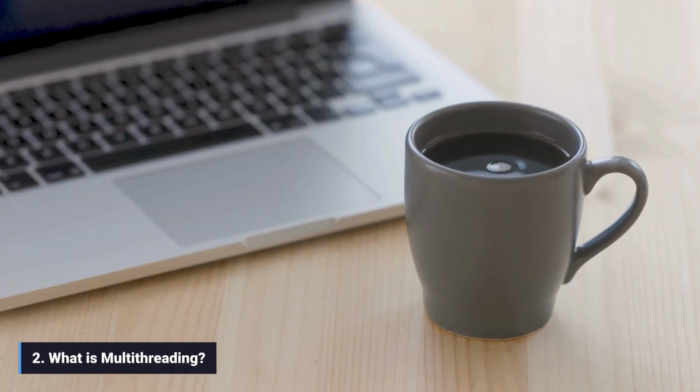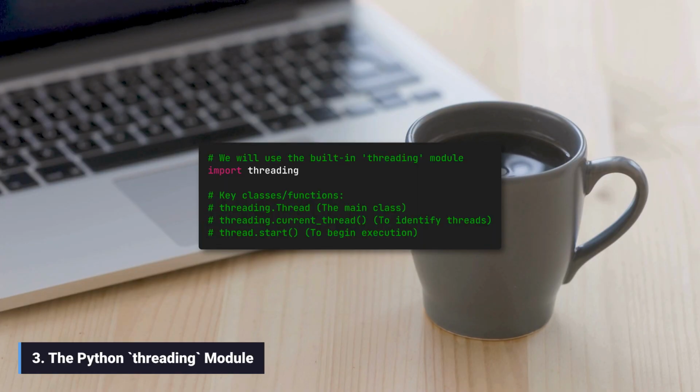2. What is multithreading? Multithreading is the ability of a single program to manage and execute multiple threads concurrently. This concurrency is crucial for tasks where one part of the program is waiting for an external operation to complete, like network input or disk access. While one thread waits, the operating system may switch control to another thread, keeping the CPU busy and the application responsive.